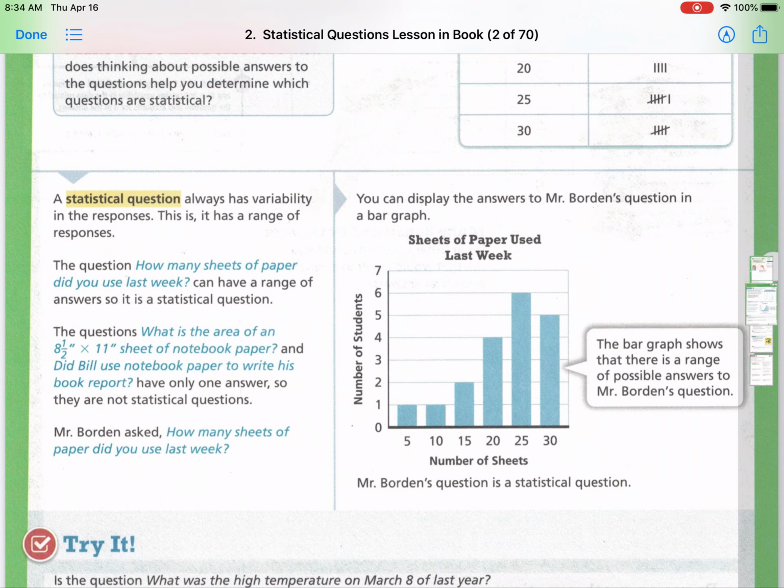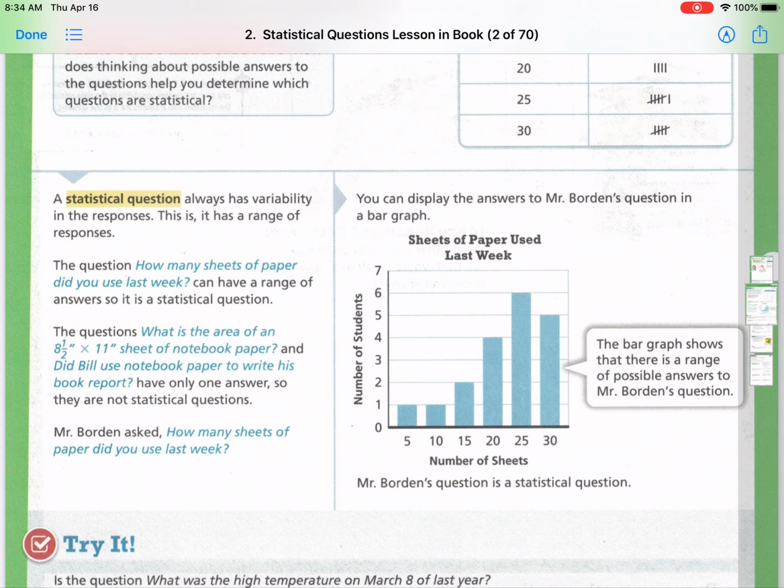The other question, did Bill use notebook paper to write his book report, will also only have one answer. That's a yes or no question, and everyone that responds to that question will have the same answer. So in this example, Mr. Borden asked, how many sheets of paper did you use last week? And again, it's statistical because everyone can respond to that question in a different way.